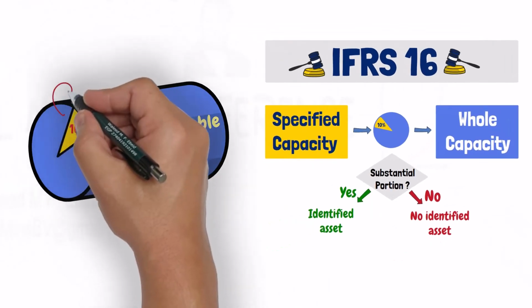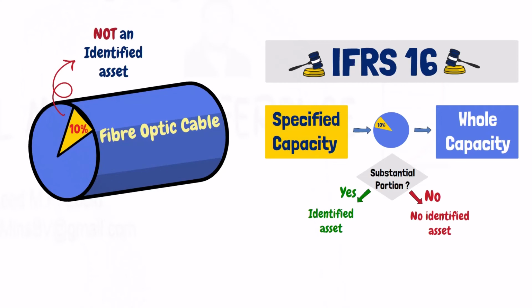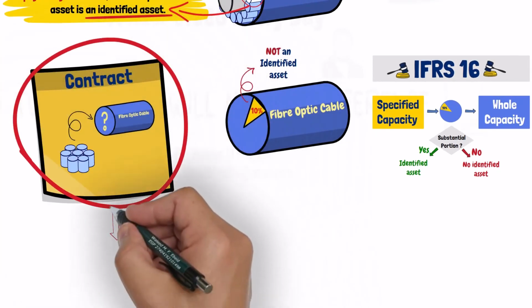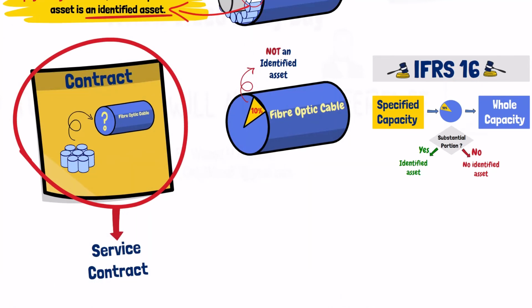In our example, 10% is not a substantial portion of the capacity of the fiber cable, so it is not an identified asset, and therefore, we have no lease in the contract, it is just a service contract. Now please check the following quiz.